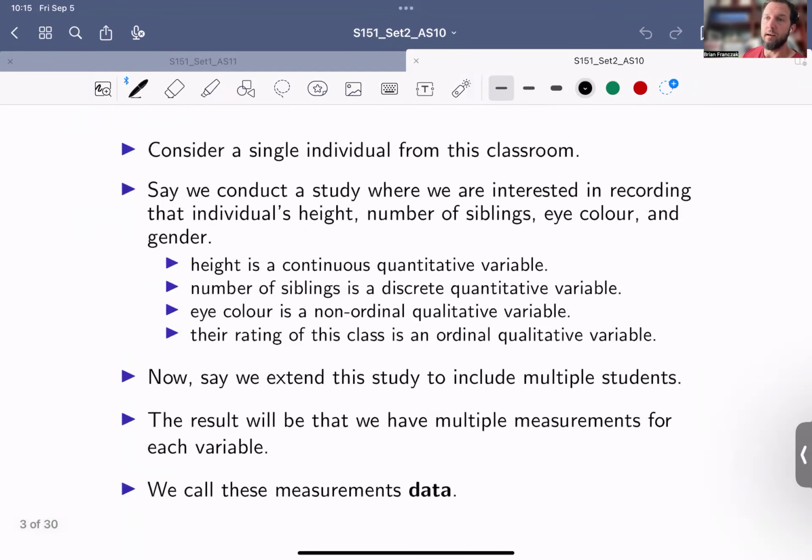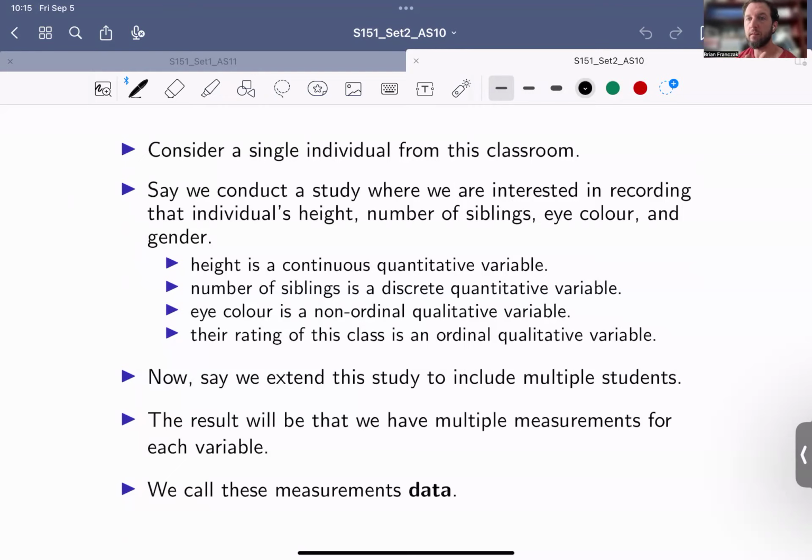All right, data. So the variable is simply what we are measuring. Now, when we start to collect values on the variable, we form data. So let's say, for example, I'm conducting a study where I'm going to measure someone's height, how many siblings they have, their eye color, and their gender.